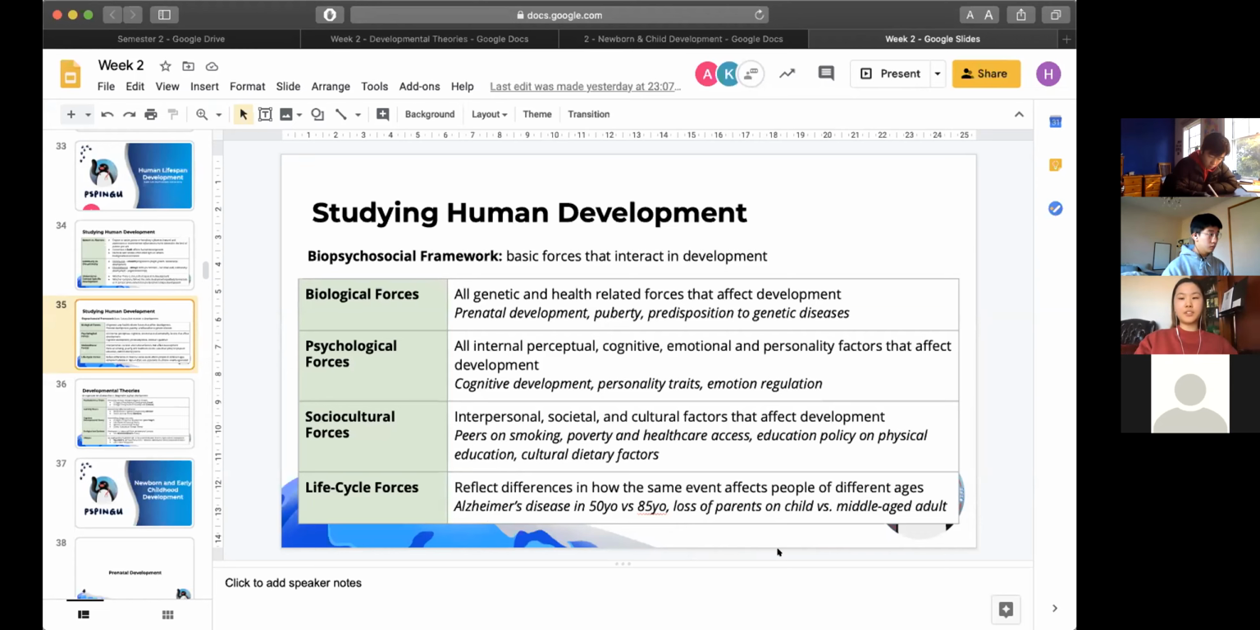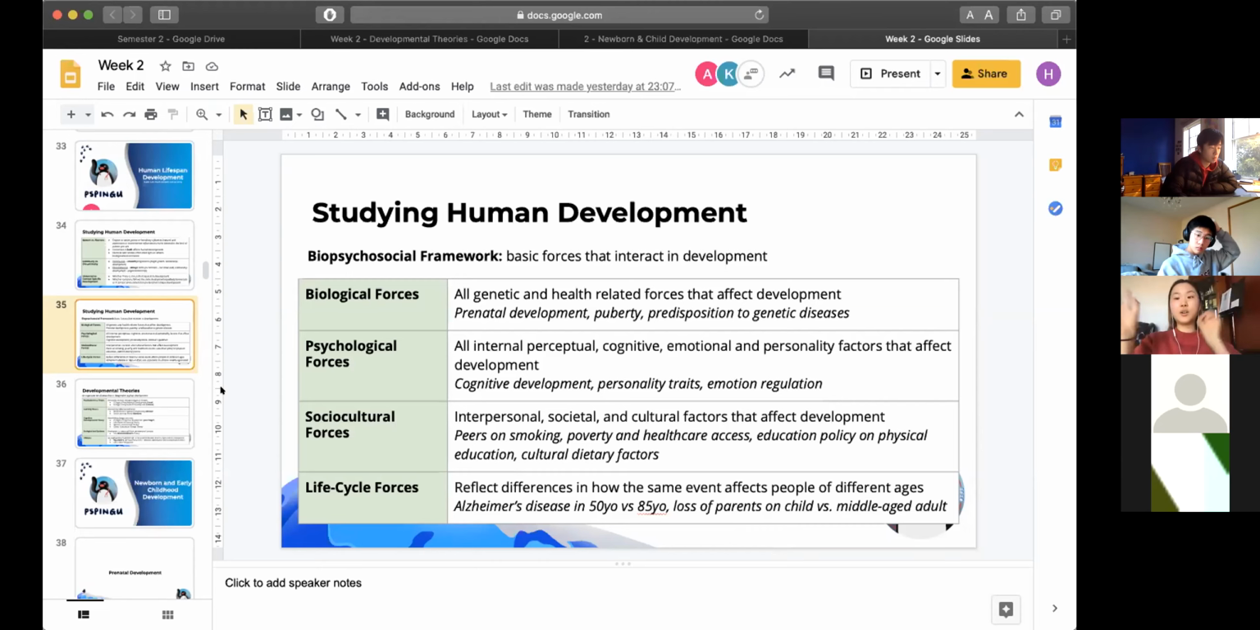How would Alzheimer's affect someone who is in their 50s versus someone who is 85? The loss of a parent on someone who is very, very young versus someone who is maybe a teenager versus someone who's maybe middle-aged. So you have to consider all different factors when we're studying human lifespan development.